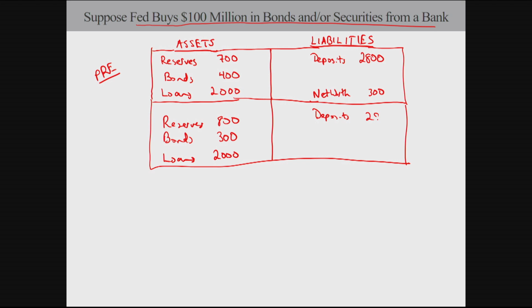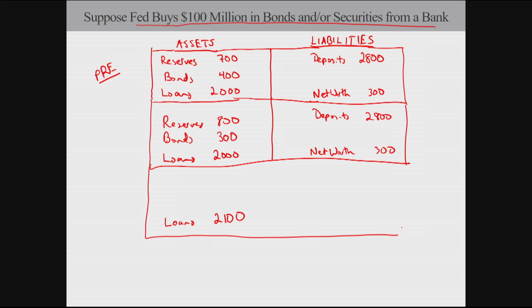They're still 2,800 and 300. Okay, and if this bank had been trying to keep reserves at about 25% of deposits, they're now going to decide to turn around and loan out this extra 100 million that they have, increasing their loans to 2,100. Okay, and so bonds will stay at 300, and reserves now will fall from 800 back to 700, and deposits are still 2,800, and net worth still at 300.